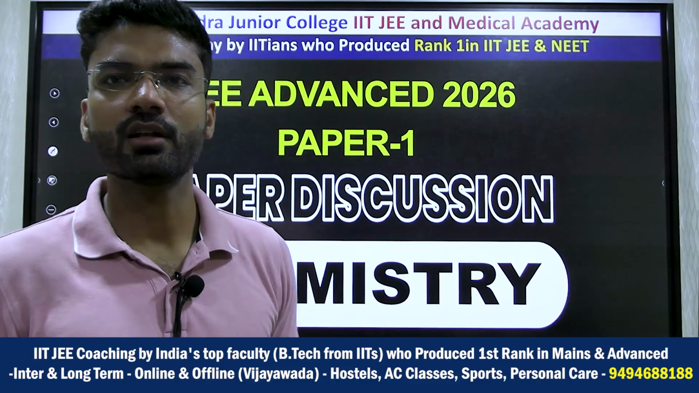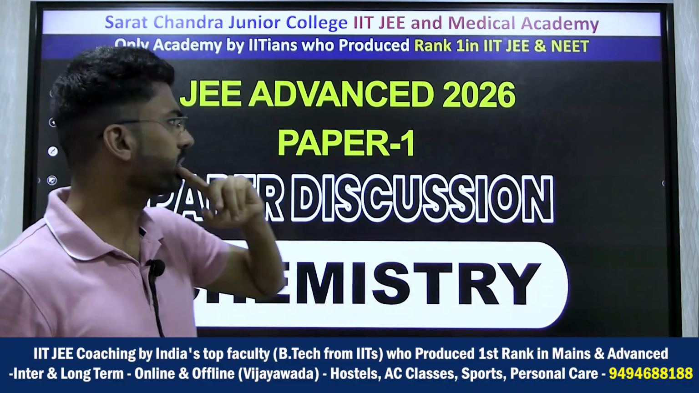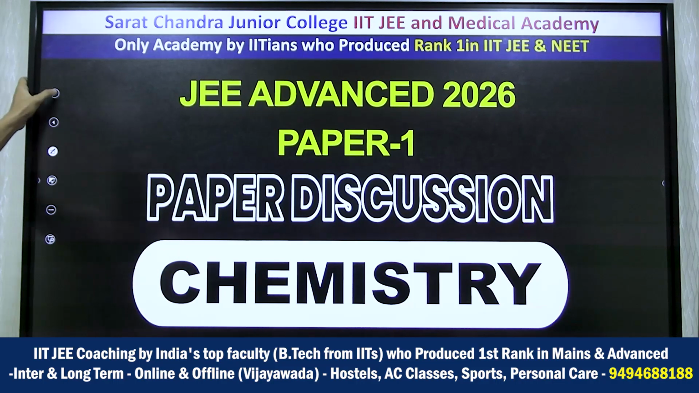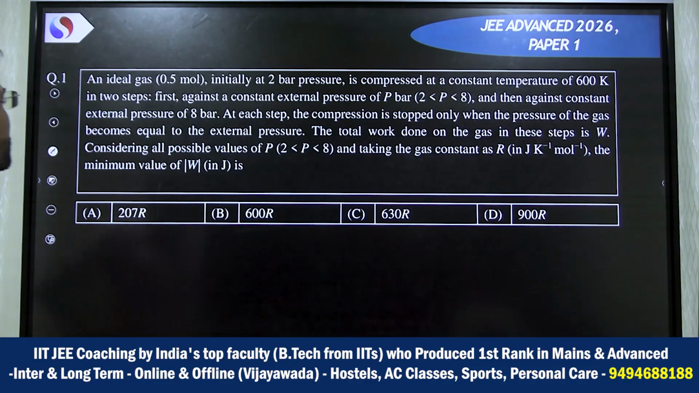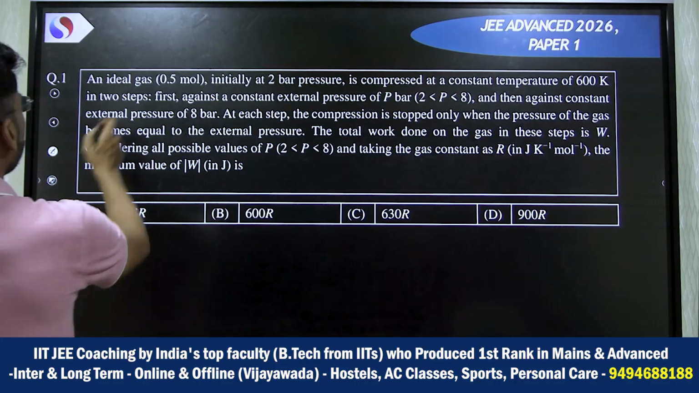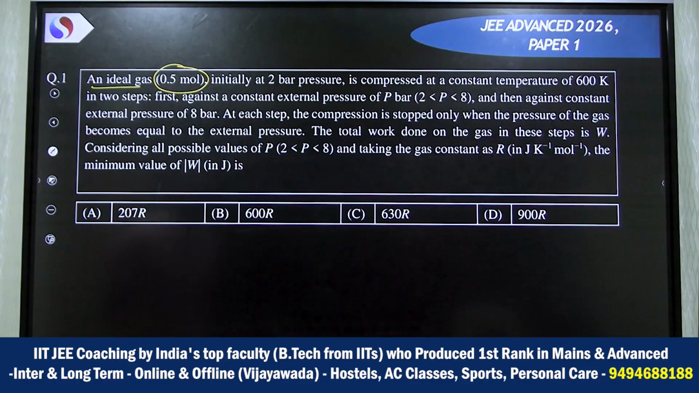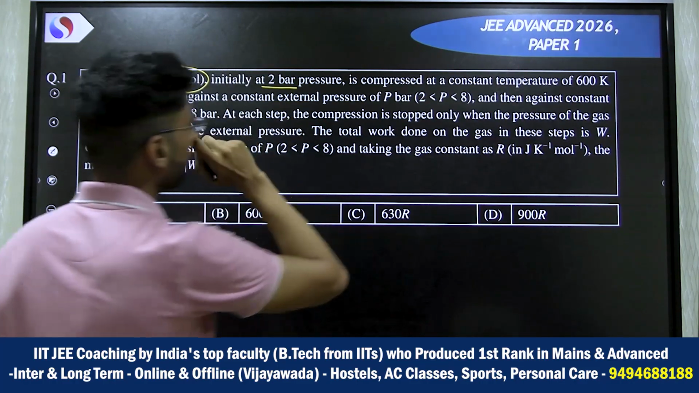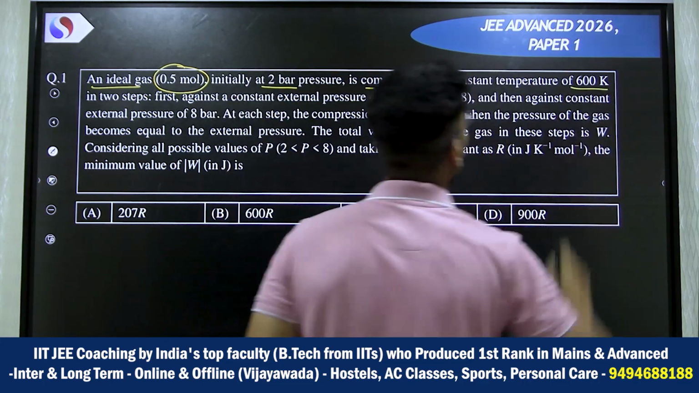So in this video, we are going to discuss the JEE Advanced Paper 1 of chemistry. So let's see the questions. This is question number 1, in which they have given an ideal gas. The number of moles of the ideal gas is given as 0.5. Initially it is at 2 bar. Okay, they are compressed at a constant temperature of 600.